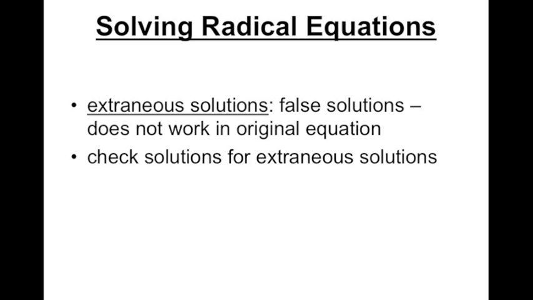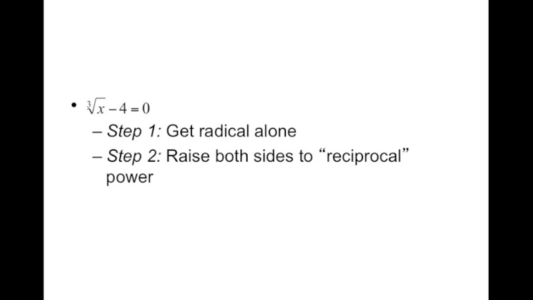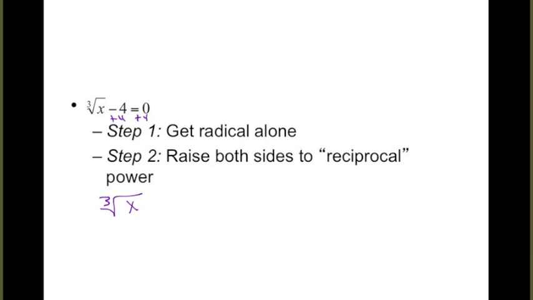So it is important in solving these that we always check our solutions, because even if you feel like you did it right, the answer could still be wrong. So we always are going to want to check our solutions in these. Our first step in solving is going to be to get the radical alone. Radical, again, is just a fancy word that means root. So I want to get the root part of this alone, and I'm going to do that by adding 4 to both sides. It's going to become the cube root of x equals 4.